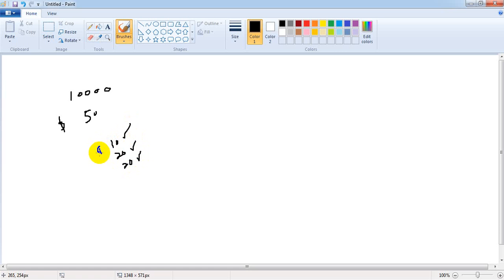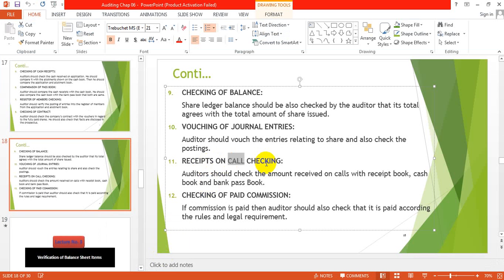First call, second call, and the third call. So they will check this with these calls. This is called receipts on call checking. Auditors should check the amount received on calls with the receipt book, with the cash book, and with the bank passbook, to check that the exact amount of cash is received on calls.